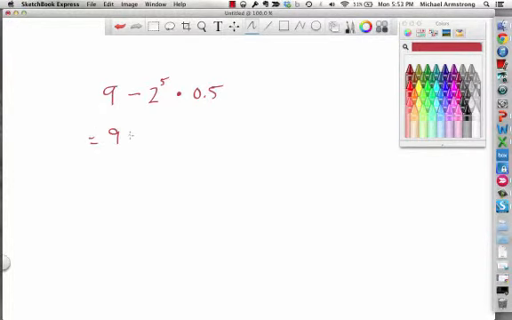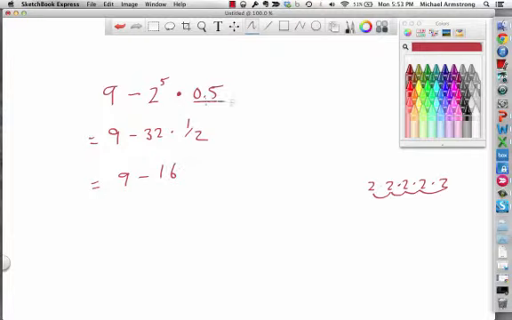We're going to leave the 9 alone, and we're going to do 2 to the fifth power. 2 times 2 times 2 times 2 times 2. 2 times 2 is 4, 8, 16, 32. So, 32 times 0.5, or 1/2. Do I know what half of 32 is? I can do that in my head. That's 16. Hopefully you could too.